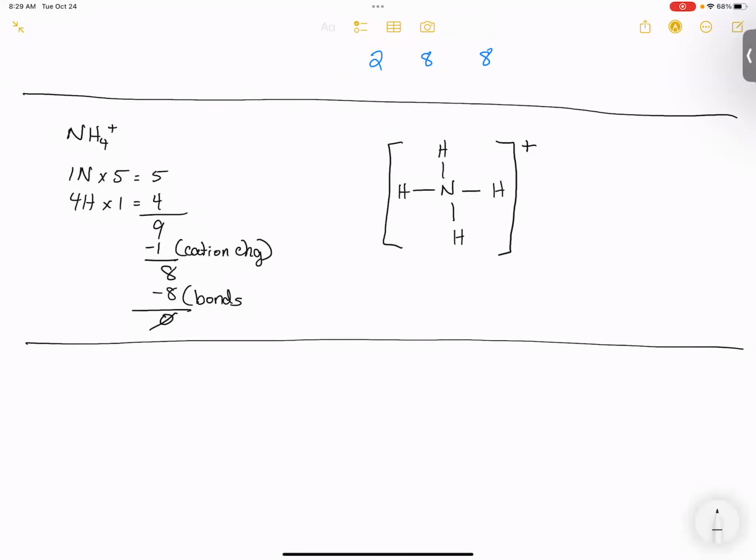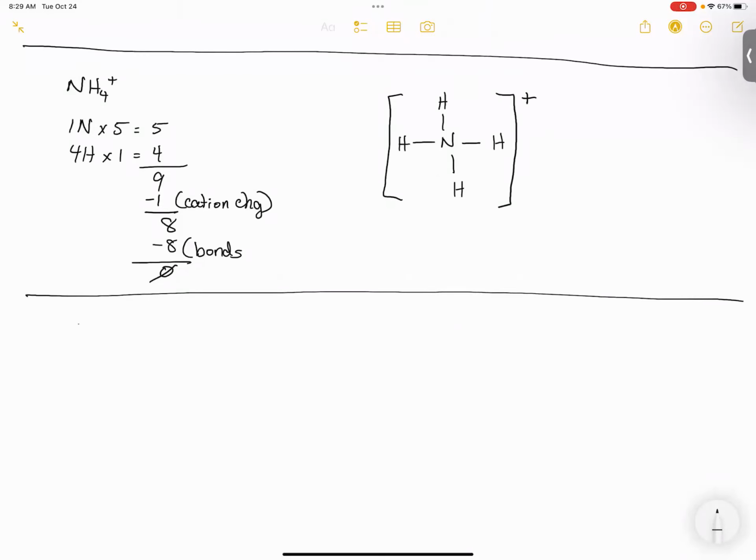Now, let's look at an example of a period 3 and beyond. We're going to look at sulfur trioxide. Okay, we have 1 sulfur and we have 3 oxygens. Sulfur's in group 16, therefore it has 6 valence electrons. Oxygen is also in group 16, therefore it has 6 valence electrons. So the sulfur contributes 6, the oxygens contribute 18 for a total of 24.